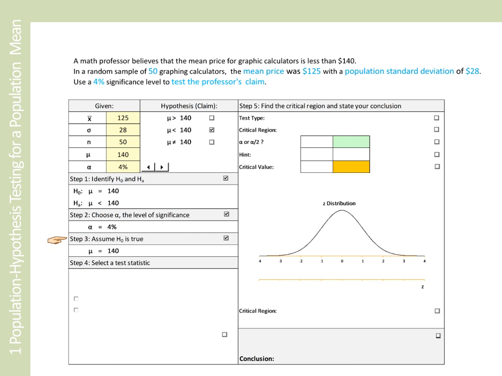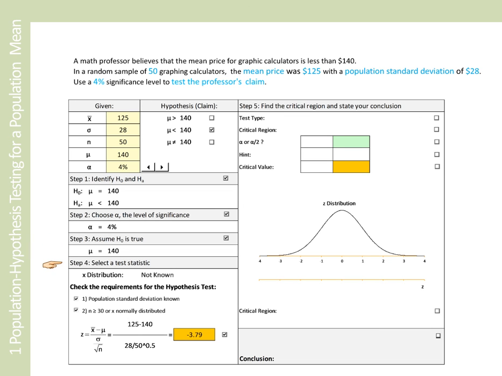Step 3 is about making an assumption. We'll proceed by making the assumption that the null hypothesis is true, therefore the population mean value is equal to $140. Step 4 is about choosing a test statistic, a value from sample data. Because n is larger than 30, the sample mean distribution is approximately normal. As the population standard deviation is given, we can make any x bar into z. The test statistic is z out of a sample mean value. The computation for z leads to a test statistic z equal to -3.79.